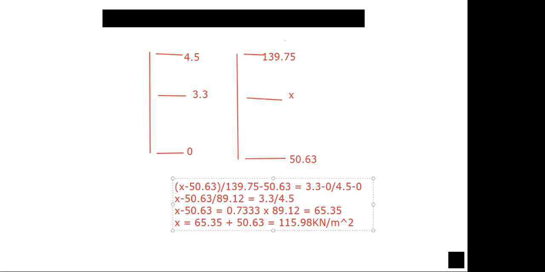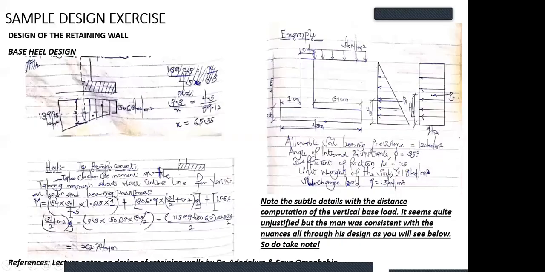Let me share my slide back. So we have this length here, 115.98. Now we split it into a rectangle and a triangle. The rectangle already gave us one, and we used 50.63 times 3.3. That gave us the area. Then we take the moment of that area at the midpoint, that is why we have 3.3 over 2. So you have 3.3 times 50.63 times 3.3 over 2 here.